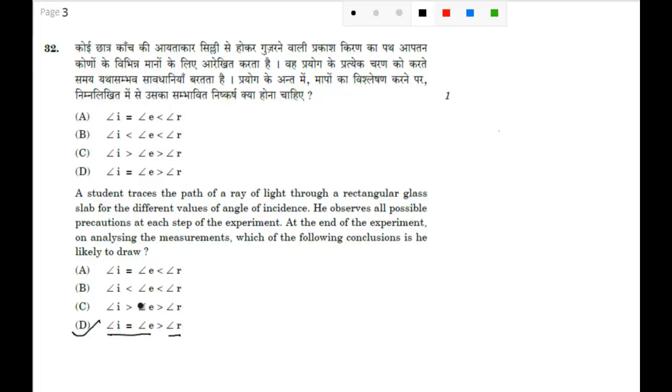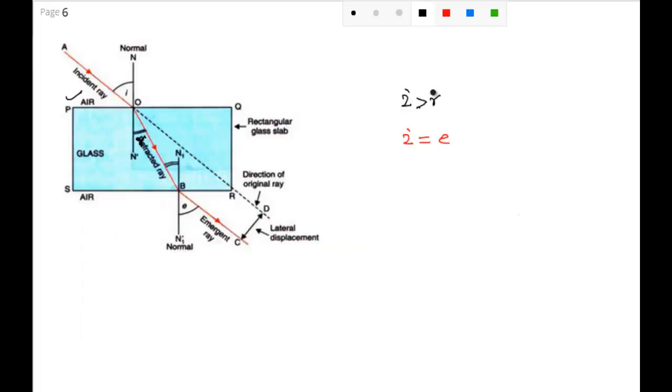Now this is quite logical. As I said, this ray is moving from the rarer to the denser medium, so it will bend towards the normal, and through mathematics you can say that this angle is equal to the angle of incidence. So definitely you can see here that I is greater than R, right? But how do we prove that angle of incidence equals angle of emergence? It is again very simple, guys.